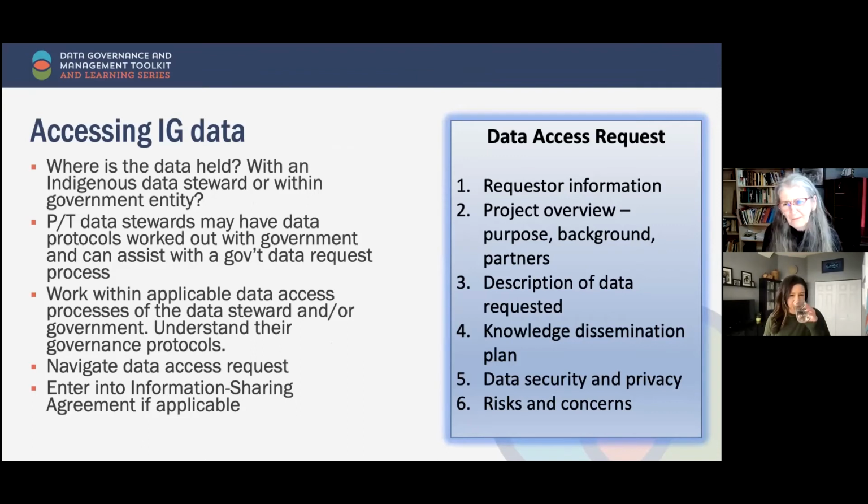From what I've seen, Indigenous governments have come a long way, both at a regional and an individual level, in being able to access data. So I think the first point of call is to find out where the data is held right now, because you may find that your provincial or territorial regional data steward may have done the heavy lifting for you. In BC, it's FNHA.